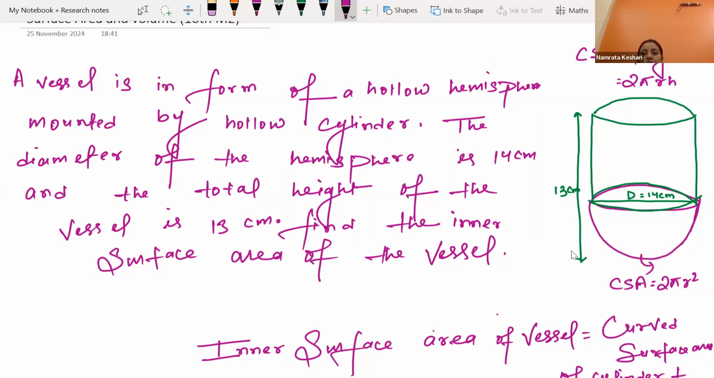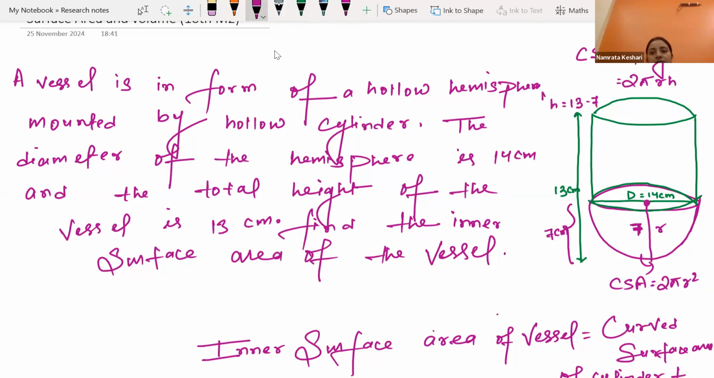The radius is clear, the diameter is given as 14. The height will be 13 minus 7. Yeah, it will be 13 minus 7, because if diameter is 14, the radius will be 14 by 2, that means 7. This is also the radius. So we have to subtract this much from 13. Then only we will be getting the height of the cylinder. This much is 7 centimeter. If you do the subtraction, the height of the cylinder will become 13 minus 7.